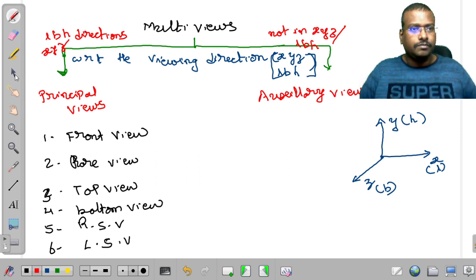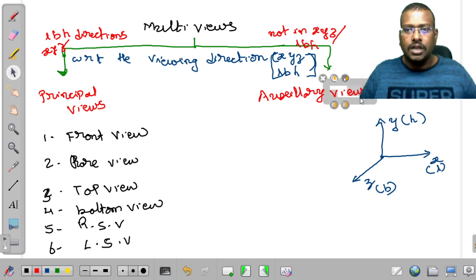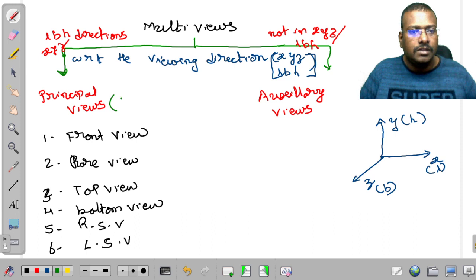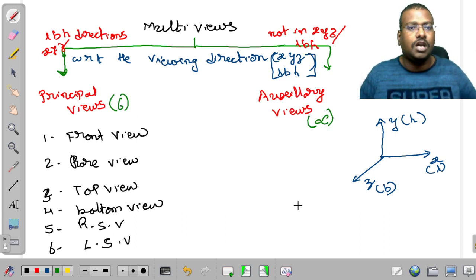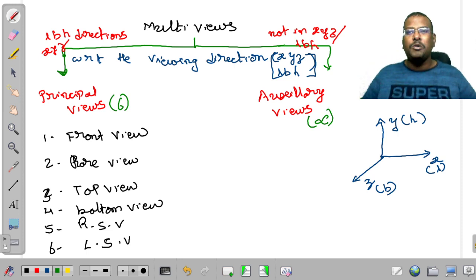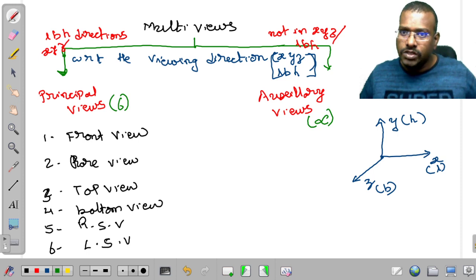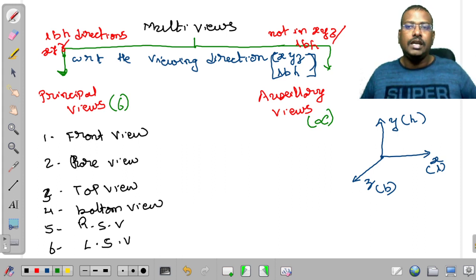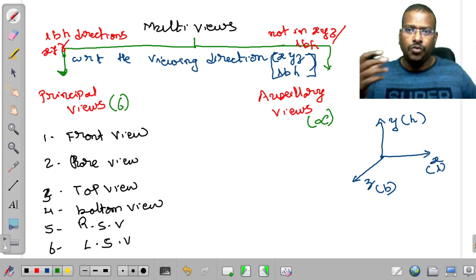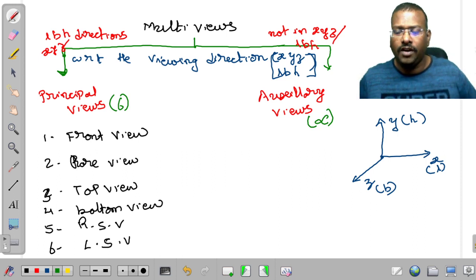So, principal views and auxiliary views. Principal views are totally six. What about auxiliary views? Auxiliary views are infinite. I can view in infinite ways. That is why auxiliary views are infinite. Principal views are six only. Once we are viewing here, the shadow is going to fall on a principal plane.